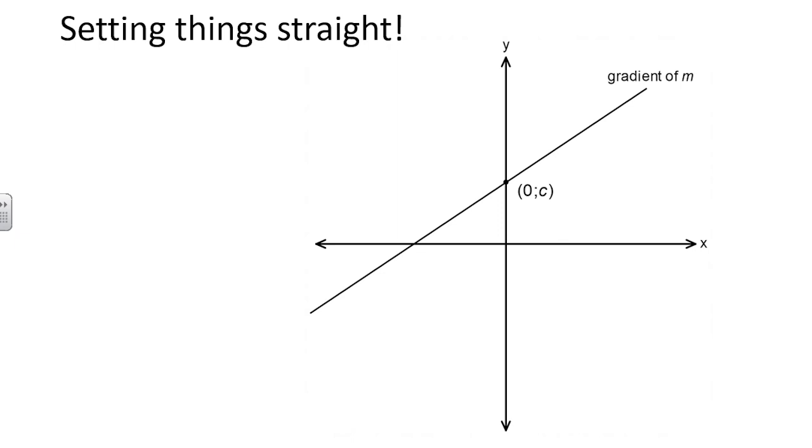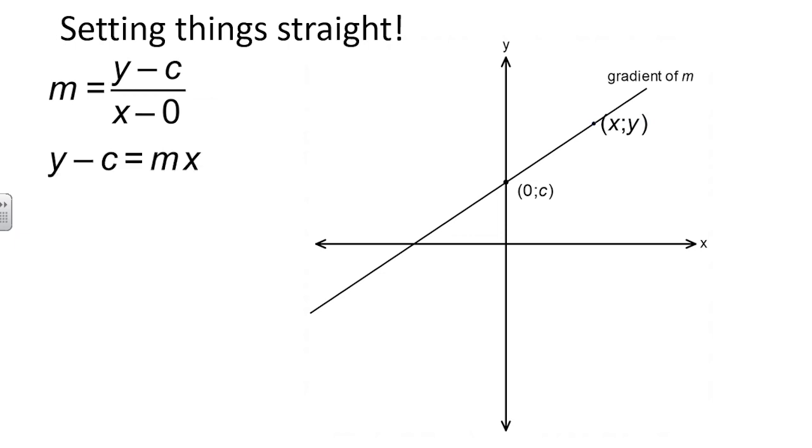And the secret really lies in locus for those of us who taught it all those years ago. But we want a point on this line that will ensure that we have a gradient of m when we use these 2 points. So in other words, the point xy and the point 0c. So if we just use our gradient formula, and then we multiply both sides by x from the denominator, and then add the c, we get y equals mx plus c.